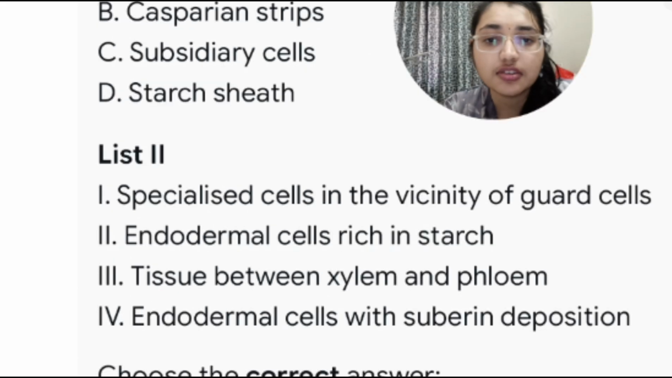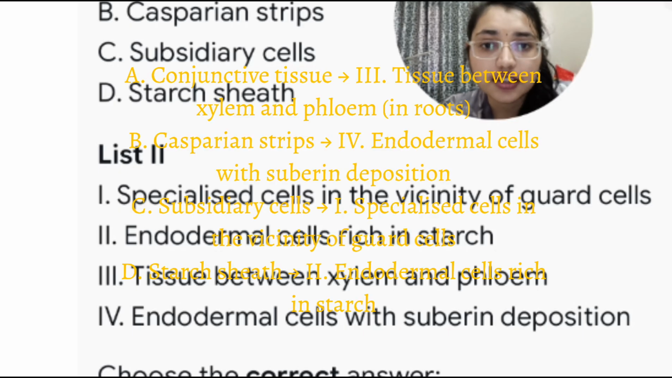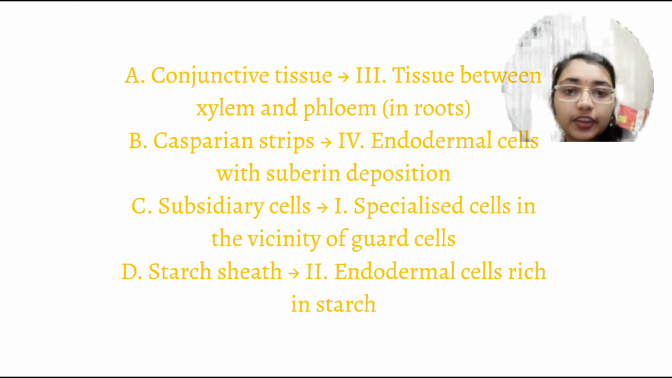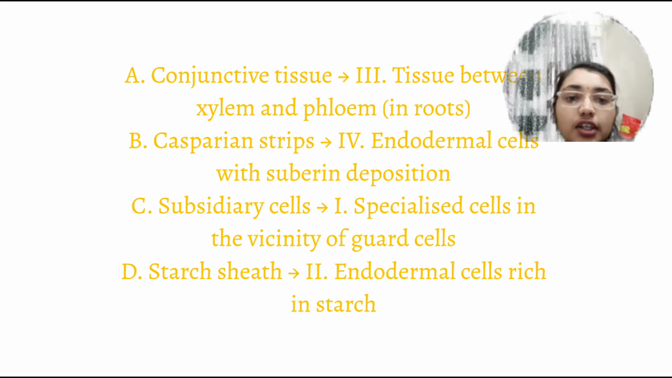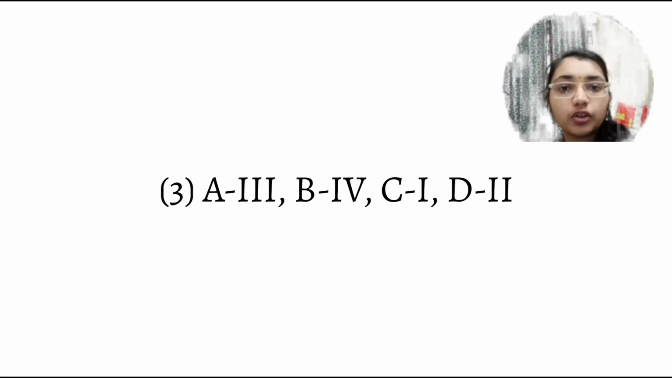That is, Casparian strip is pairing with the endodermal cell with the suberin deposition. Then we have to just tell C, that is subsidiary cell, what is it, and D, starch sheath. So here we can see that D is pairing with the endodermal cell rich in starch, and C, subsidiary cell, is a specialized cell in the vicinity of the guard cell. So what will be the correct option? The correct option is option 3.